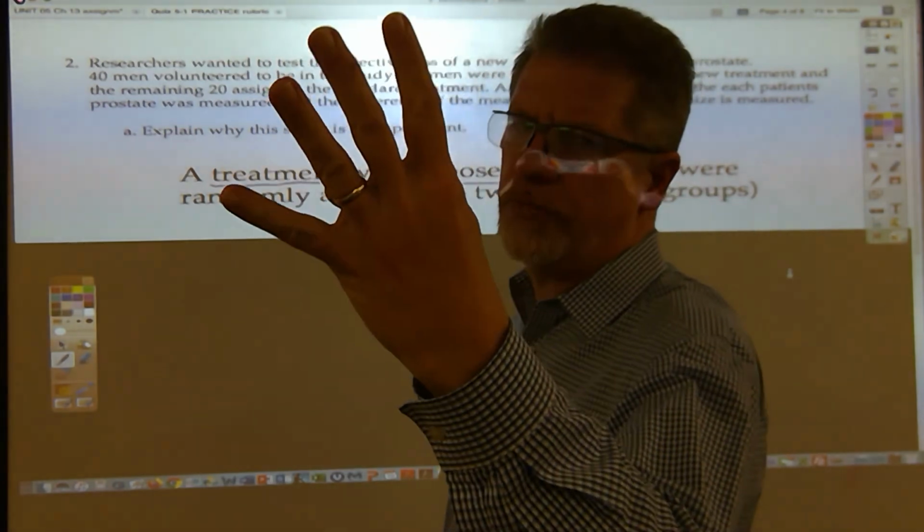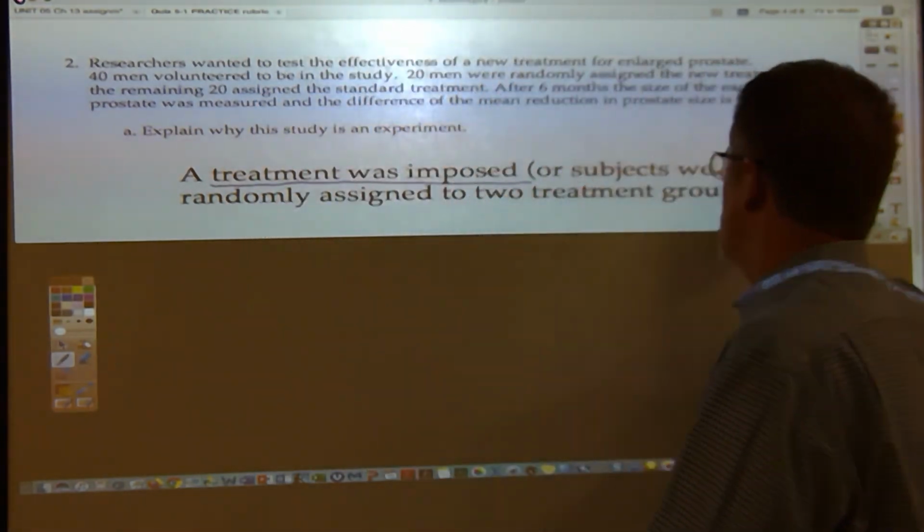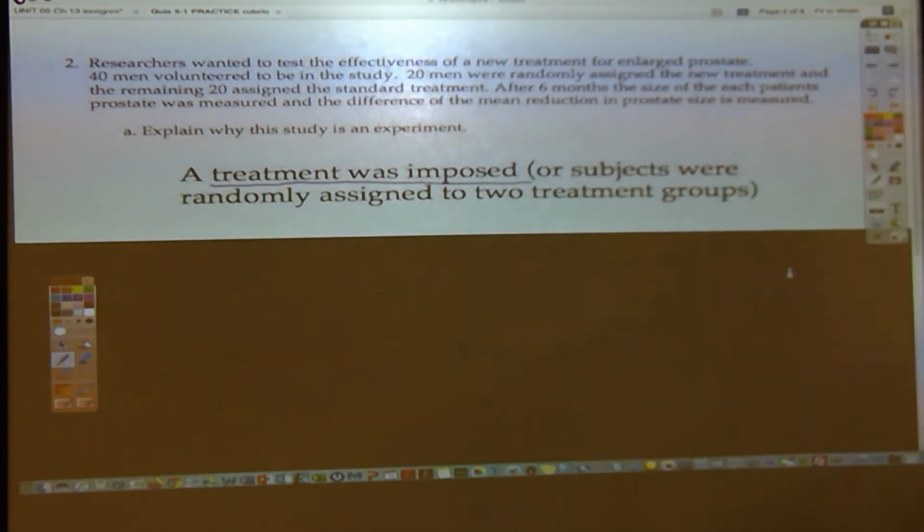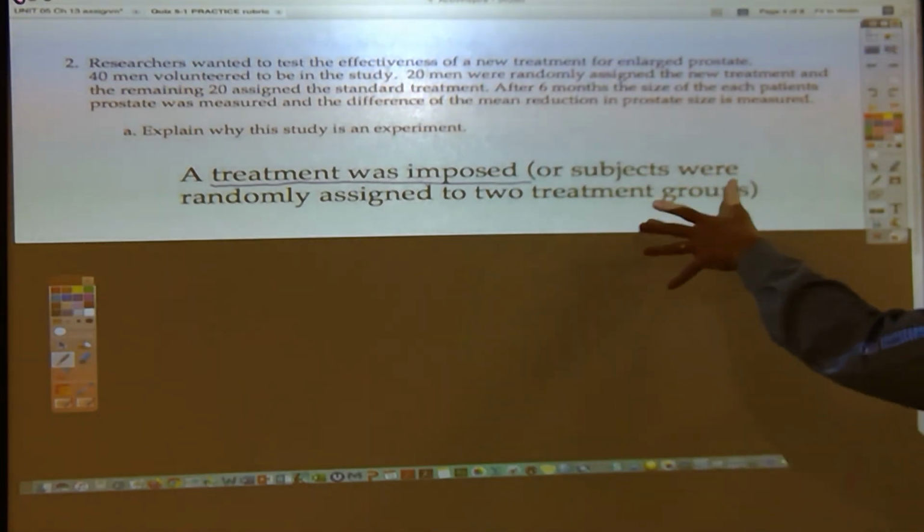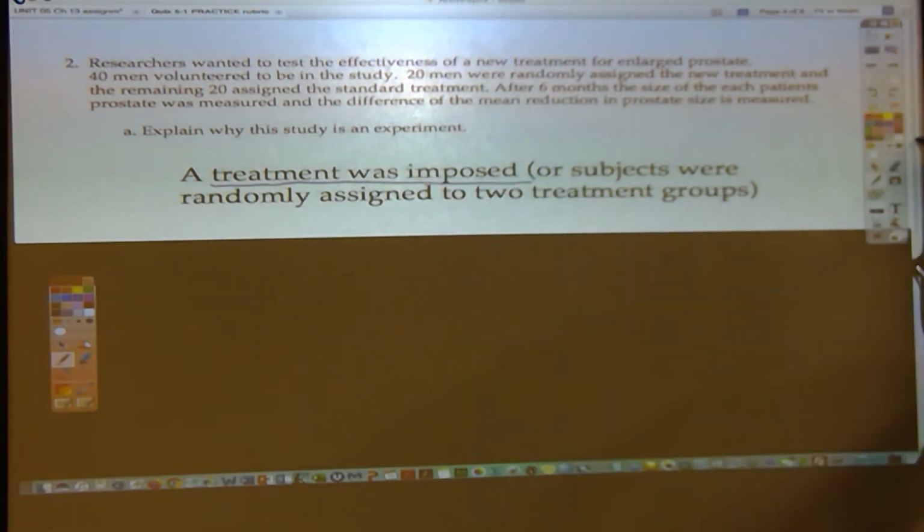Because treatments were imposed. Don't say anything more. I mean, if you wanted to say more, there's other ways to get credit. Subjects were randomly assigned to 2 treatment groups. That's great, that's wonderful, but you're using more words than you have to.